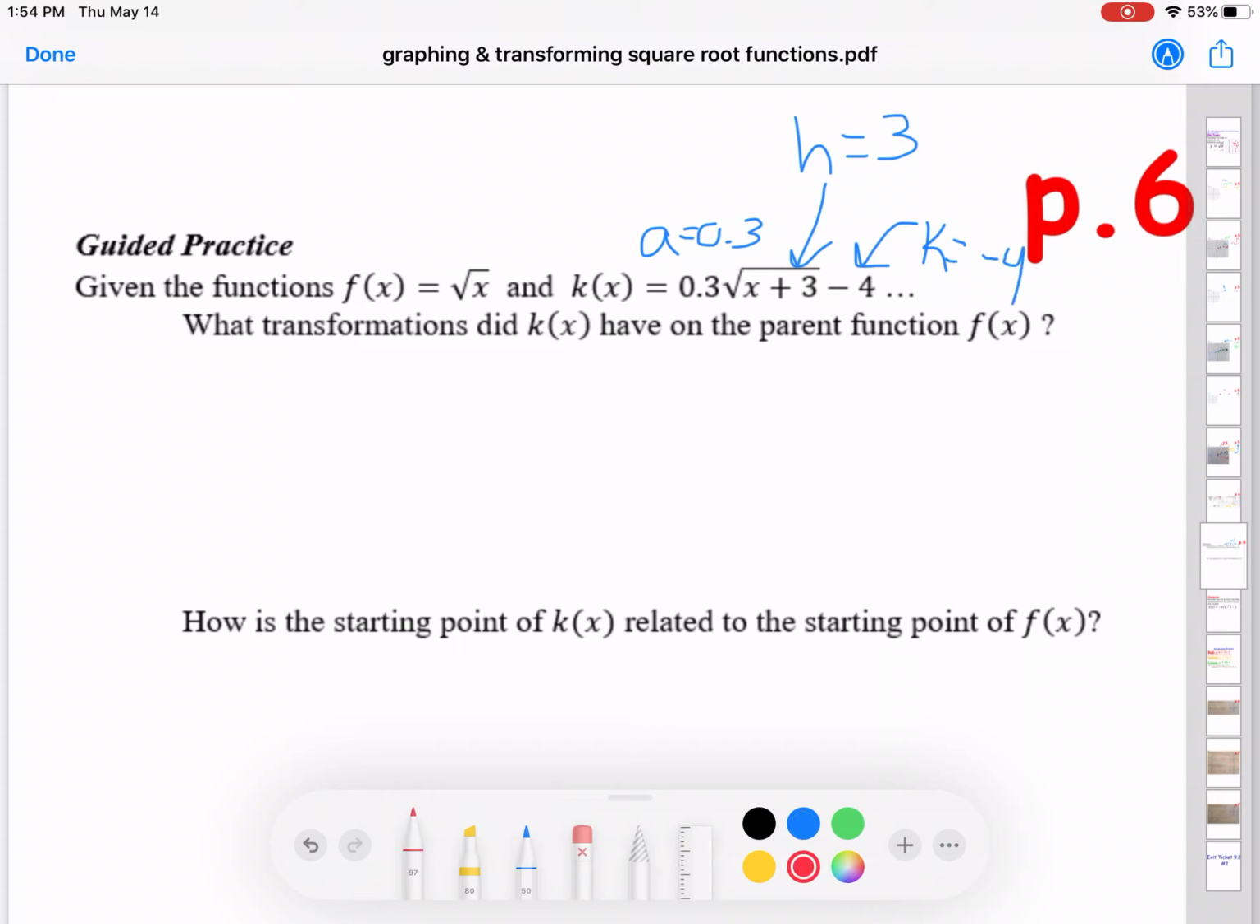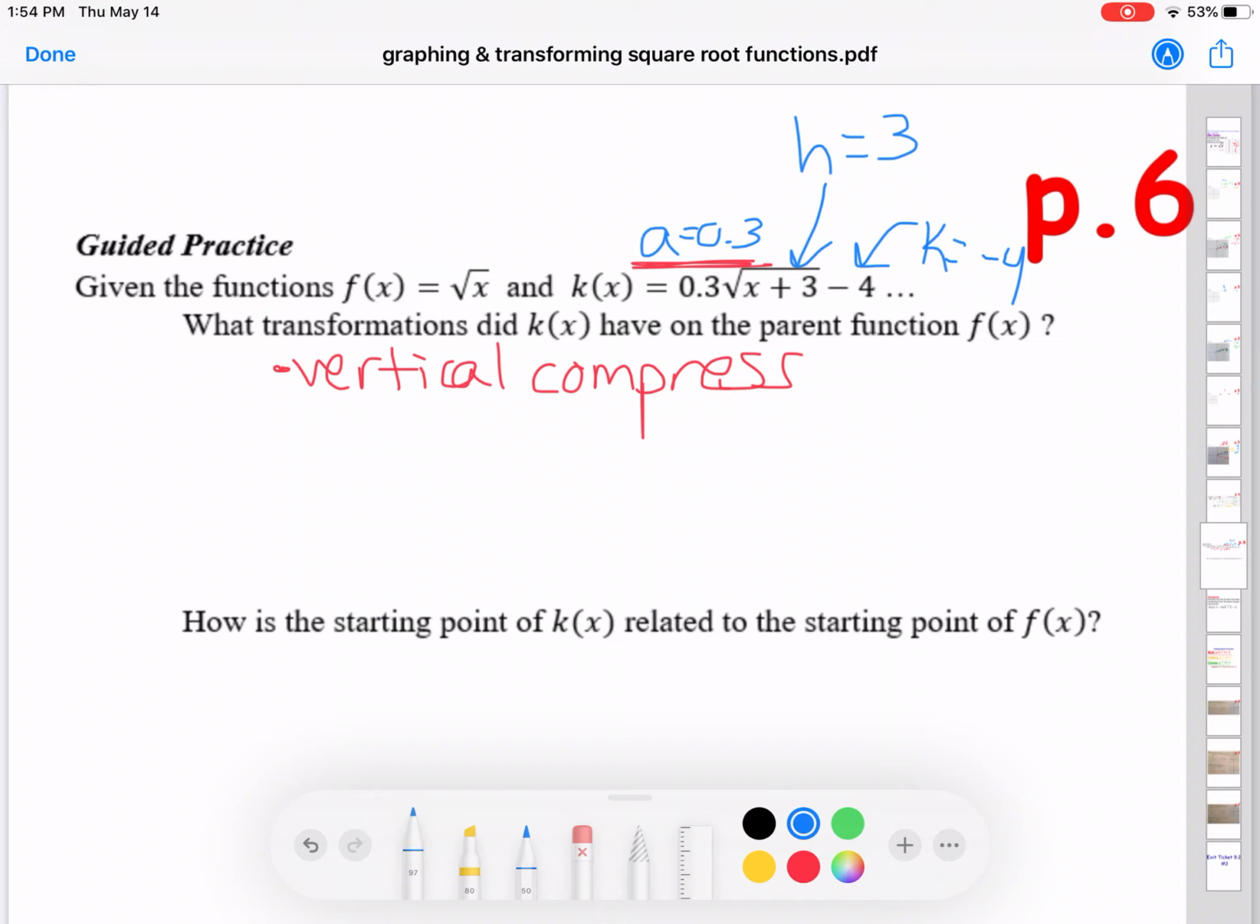So the effect that these transformations have, if we start with our a value, we know that if our a value is a decimal number between 0 and 1, that means that our graph has been vertically compressed. If you were to graph this, it would not rise as quickly, it would rise a bit more slowly.